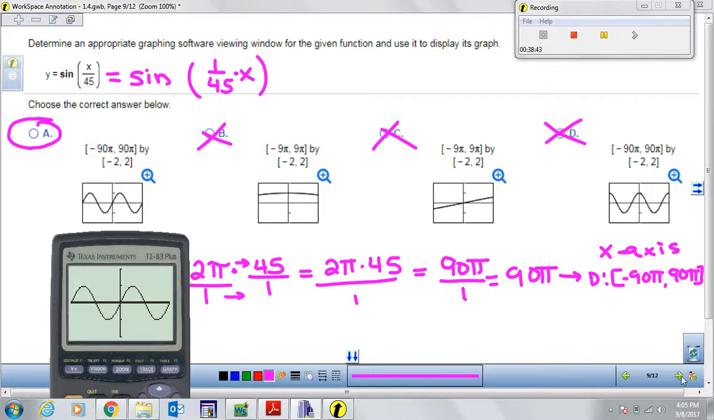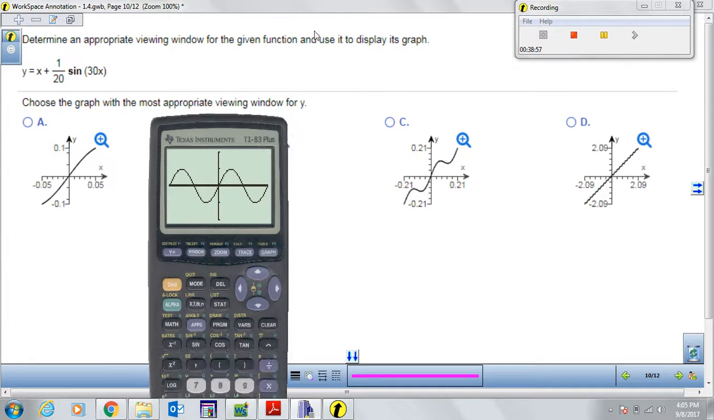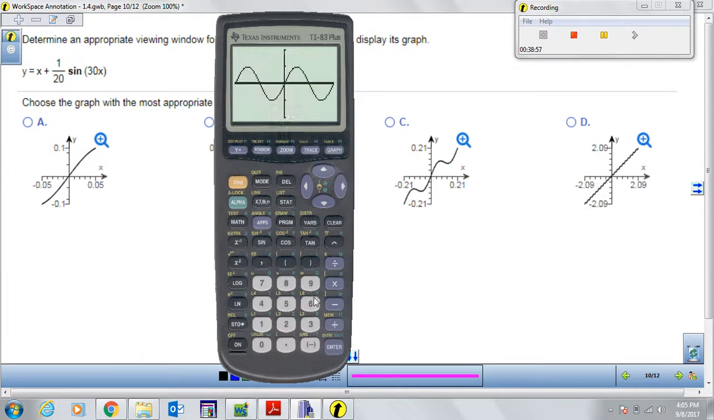Okay. Next one. For this one, it looks a little different than the other one, but you have a trigonometric function right here. Let's graph the original first, using the original settings. And let's see how that looks, and then we'll figure out what we need to do.